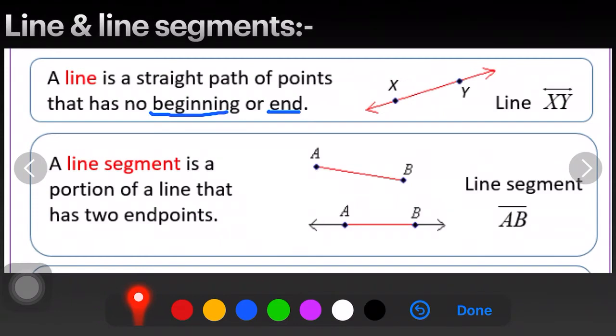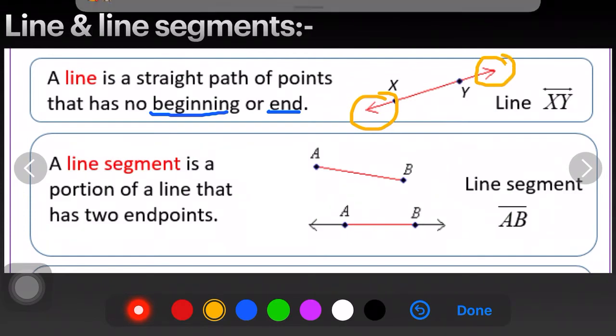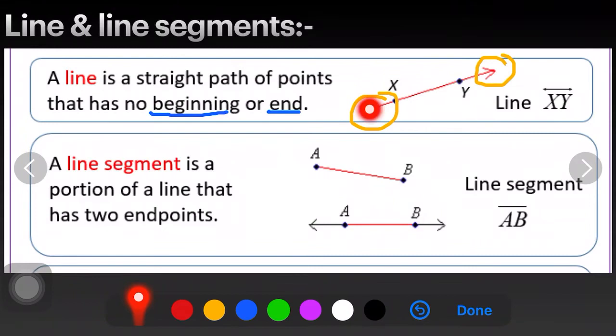So for this no limit, we are showing it with the symbol of an arrow. As you can see in the line, there is an arrow at the beginning and both the ends are indicated by an arrow. That means if there is an arrow, it is called a line because it does not have any limit, any end point.